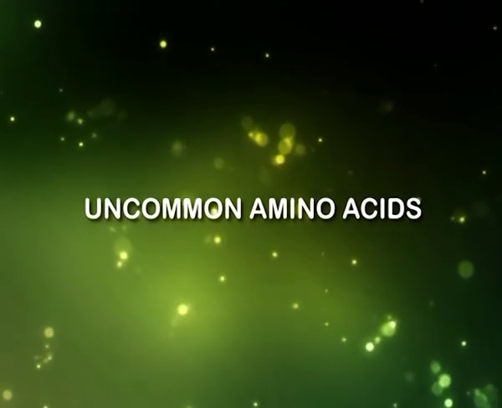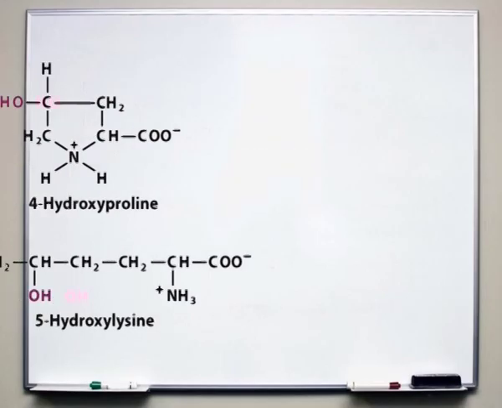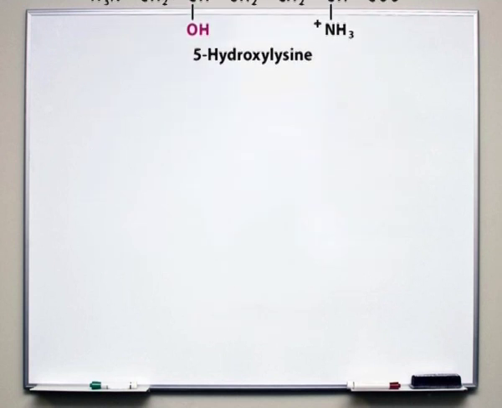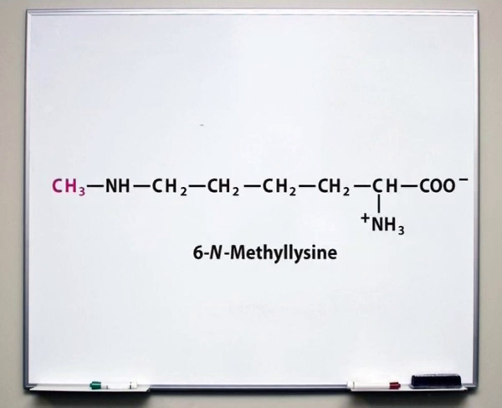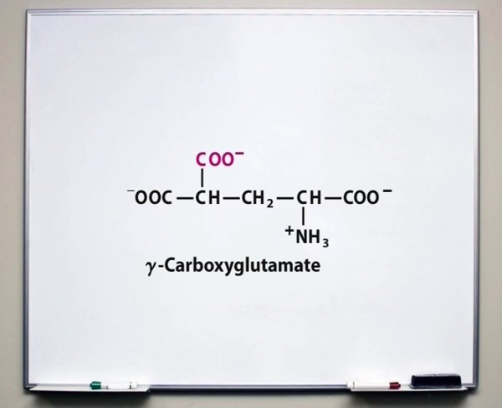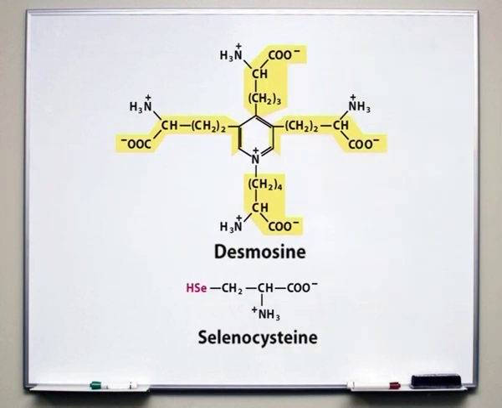Uncommon amino acids. In addition to the 20 amino acids, proteins may contain residues created by modification of common residues already incorporated into the polypeptide. Among these uncommon amino acids are 4-hydroxyproline, 5-hydroxylysine, 6-N-methyllysine, carboxyglutamate, selenocysteine, etc.